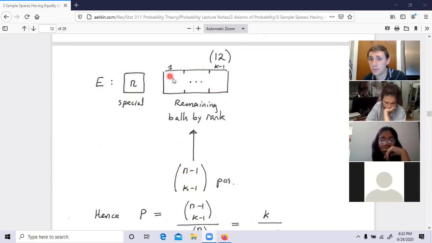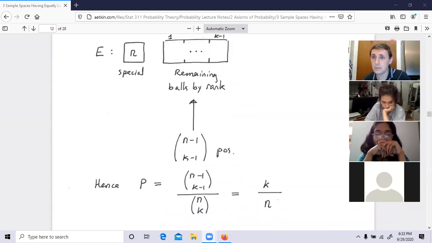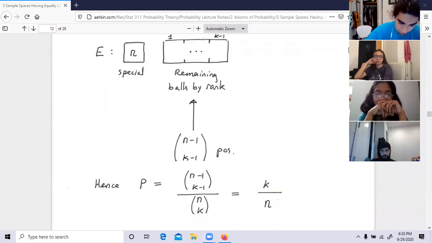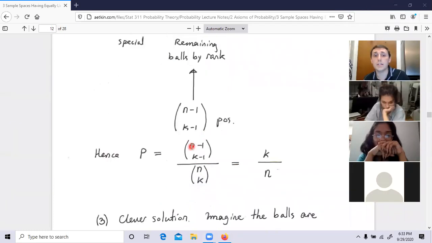You understand how this form is working? So this part is already given. I mean, I already know I picked n. The special ball is here, and there are other k minus 1 balls in the sample. Yes. Good. And so the answer is n minus 1 choose k minus 1 divided by n choose k, which is k over n. Again, slightly simpler calculation.